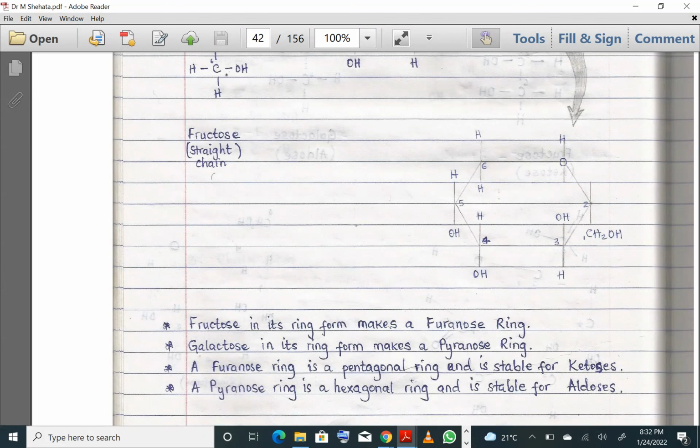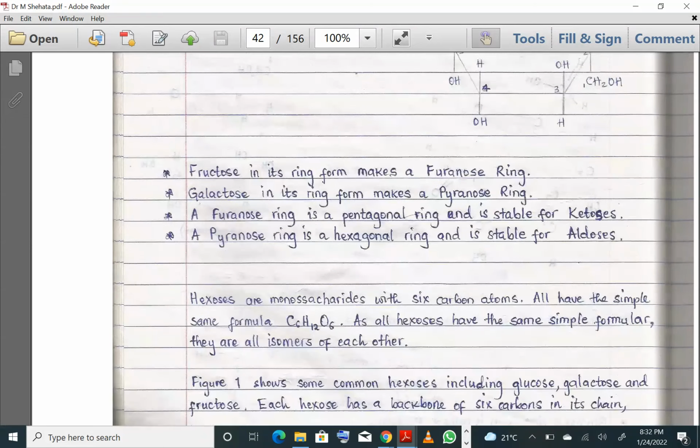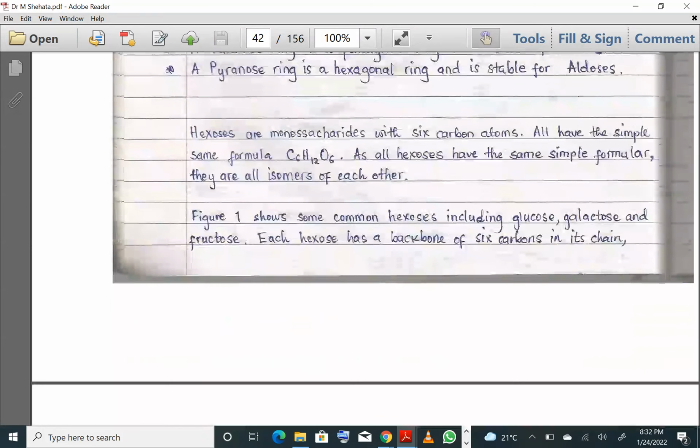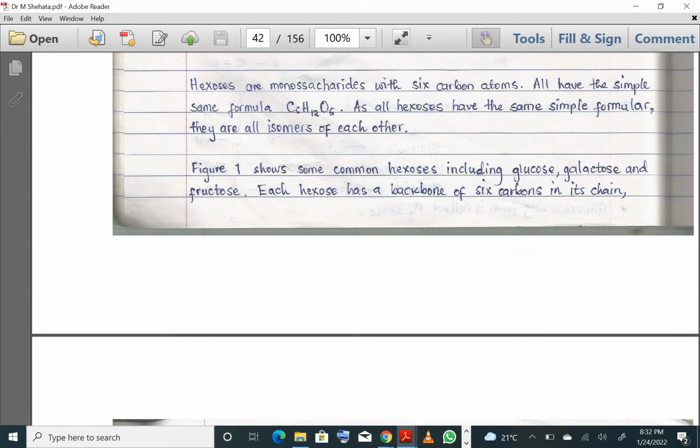And this makes sense because remember that glucose, galactose, these are aldoses, and so that's why their stable form will be the hexagonal ring, which is the pyranose. So that's how they'll ask a question. Which of the following is most stable in the furanose ring? And then they'll put all those kinds of answers, but you know that the answer will be fructose.